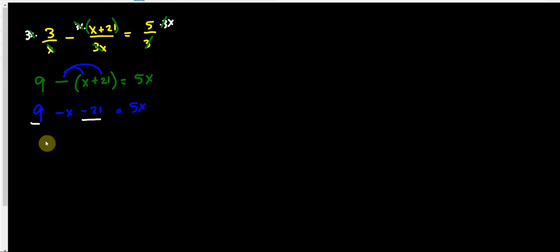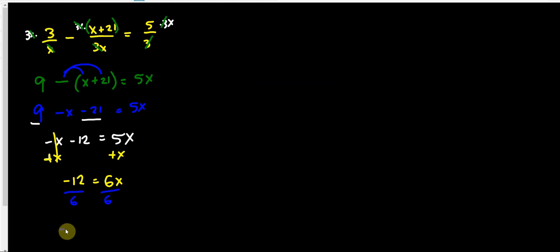Alright, so it doesn't matter what order we write this in. Okay, let's get the x's on the same side. So I'm going to add, I wanted to change colors here. Add this x over to this side. So I have negative 12 equals 5x plus x is 6x. Now we're almost there. I can divide both sides by 6. And that will be negative 2.